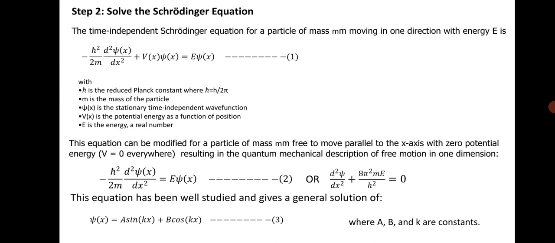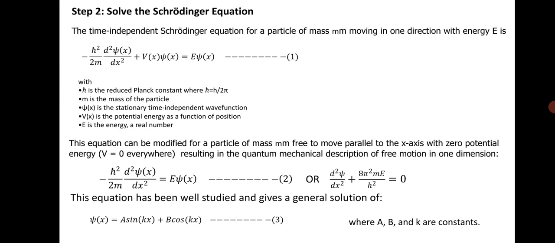Okay, so here h cross, the reduced Planck constant, is equal to h by 2 pi. m is the mass of the particle, psi is a stationary time-independent wave function, V(x) is the potential energy as a function of position, and E is the energy.